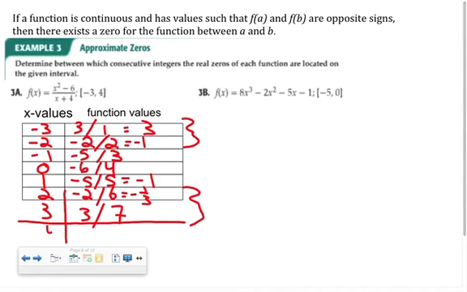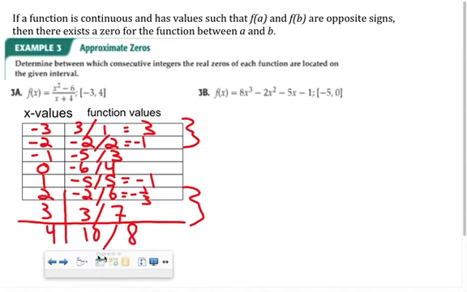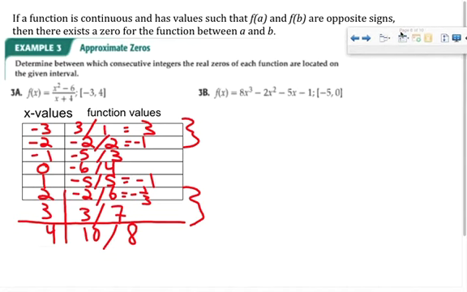And finally, they did ask me all the way up to 4, so let's go ahead and test it. So I take the 4, I plug it in, I've got 16 minus 6 is 10 over 8, that's still positive. So my interval between which I would find a 0 is somewhere between negative 3 and 2 and positive 2 and 3.